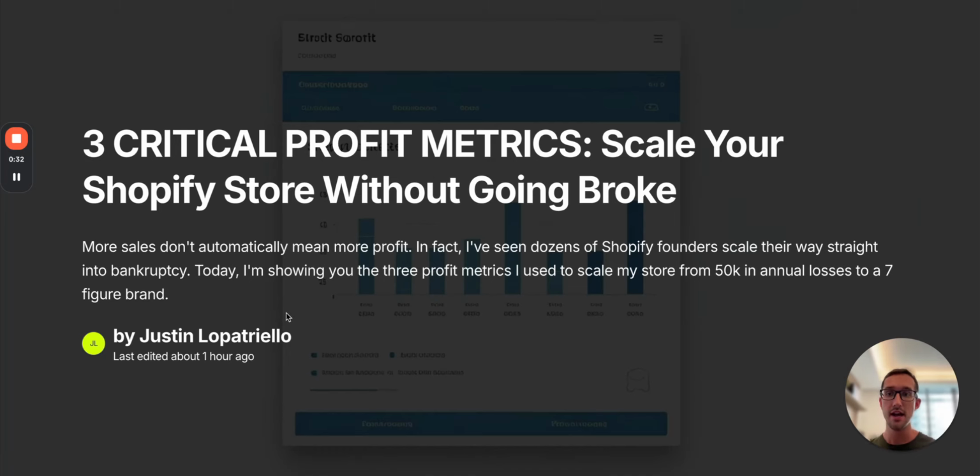So I ran my own Shopify store for about 6 years. We took that from 50K in annual losses to a 7-figure brand before I sold that to an acquirer. And these are the metrics that I would track on a weekly basis in order to make sure our brand was profitable and prepped for sale.